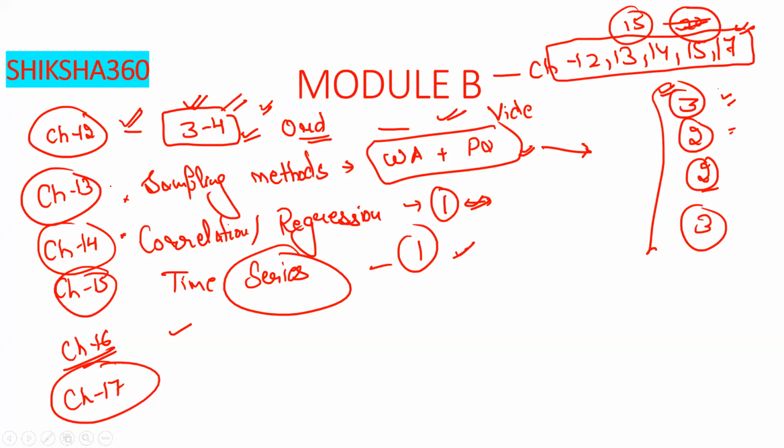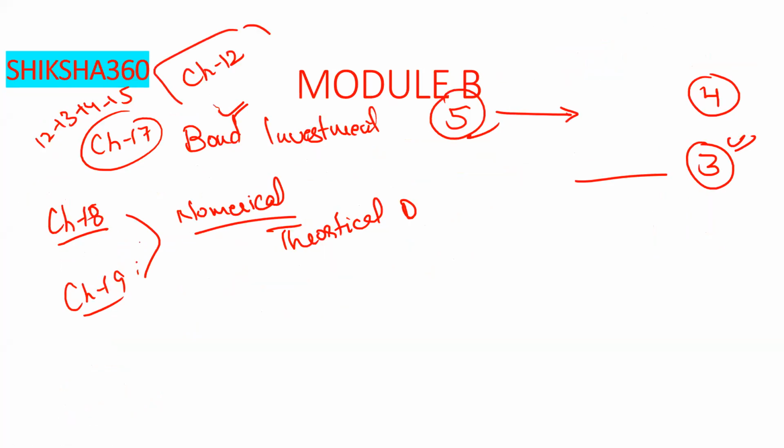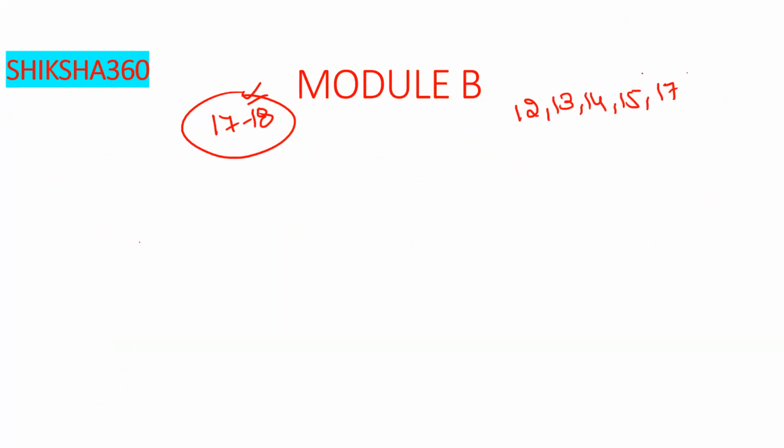With proper practice from these chapters, you will easily score 1 mark from that also. Overall, we can say 17 to 18 marks if we follow the strategy. The important chapters are 12, 13, 14, 15, 17. Chapters 12 and 17 are very important for your exam. All are easy chapters, but you have to go through the concepts and understand all the formulas.